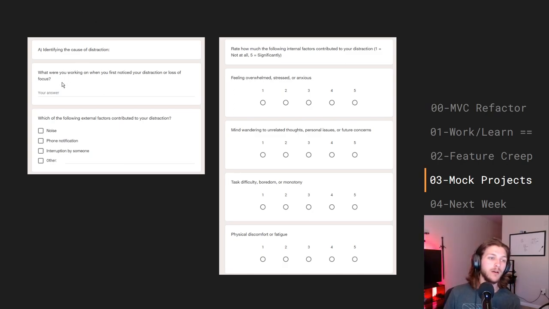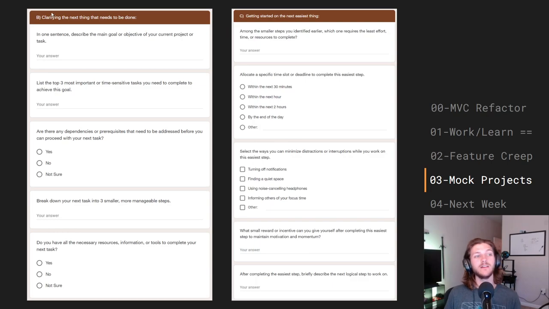So what are you focusing on? When do you first notice you're distracted? What caused your distraction? How do these factors play into it: stressed, anxious, mind wandering, task emptiness, boredom, physical fatigue. And then the second step, on a different page, is describing the main goal of what I'm working on and the next three steps of it.